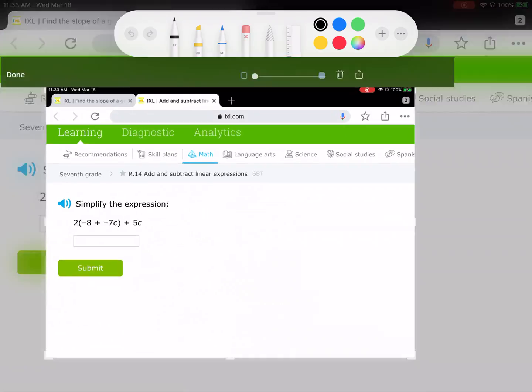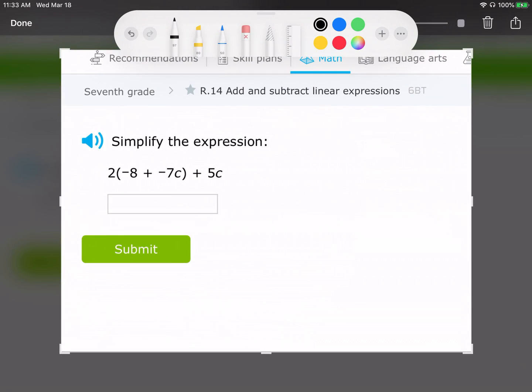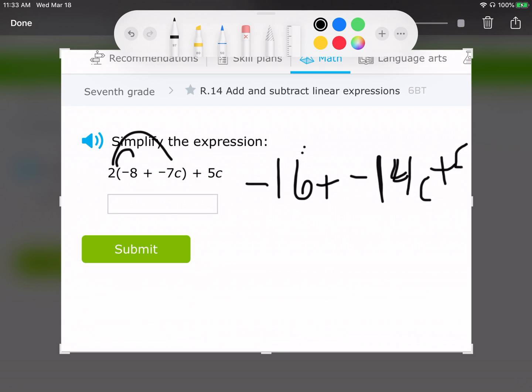This one, for a minute. Again, this is the distribution. Imagine I have two negative 8s, so that's negative 16. And I have two negative 7s, so that's negative 14c. And then I have that plus 5c. Now, that negative 16 is automatically in my answer, and then negative 14 plus 5.